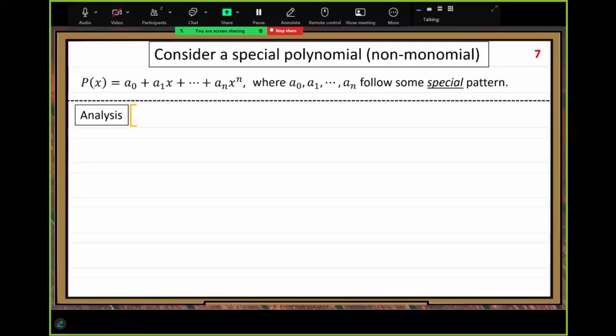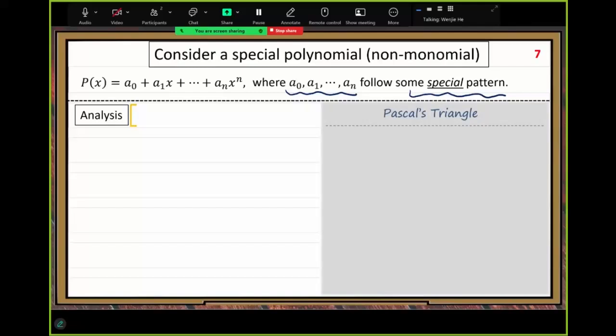But the n plus 1 coefficients here need to follow some special pattern. Not arbitrary coefficients. We need to consider some special pattern for these coefficients. All right. What kind of pattern? Here, the pattern I want to talk about is Pascal's triangle pattern. So let me show you.